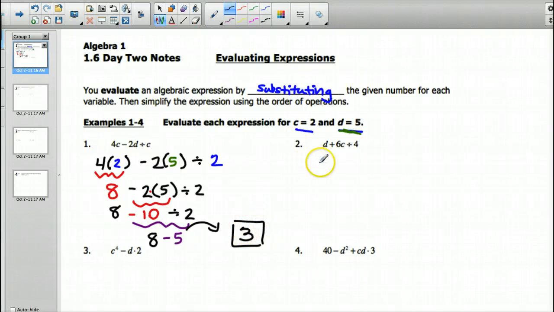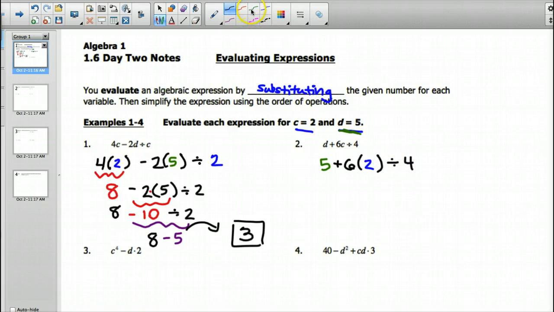Let's try the same thing here on number 2. We have D plus 6 times C divided by 4. Again, everywhere I see a D, I'm going to plug in a 5, right here at the beginning. And then we have plus 6 times C. So 6, and then I'll do my parentheses times 2. And then divided by 4.